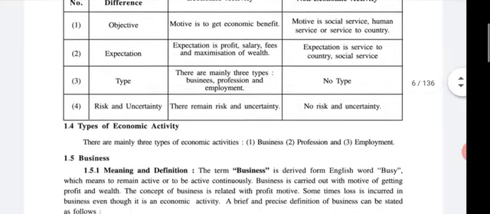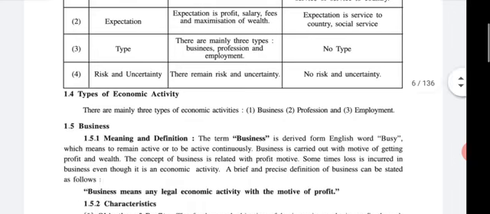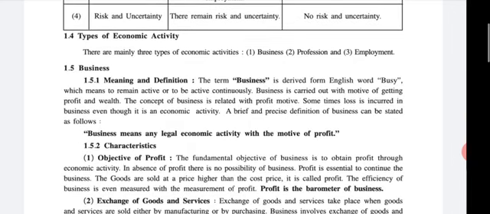Then, types of economic activity. There are three main types: business, profession, and employment. What is business? Any legal economic activity with the motive of profit, that is called business.